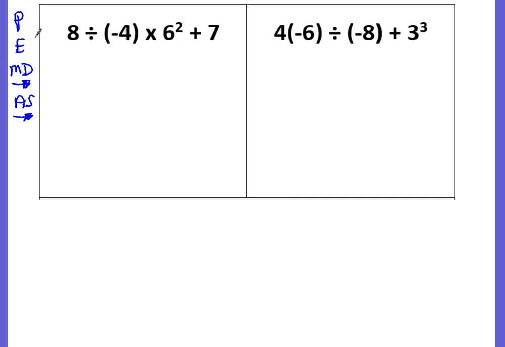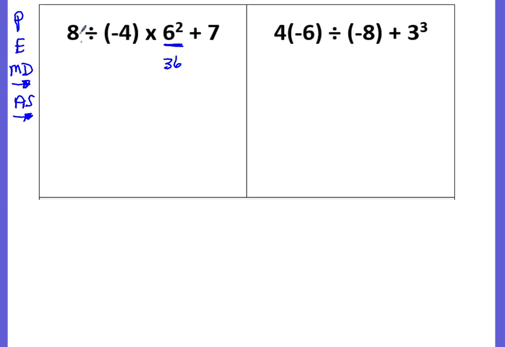Okay, here we go. Any parentheses? I have this one, but it's not a grouping symbol. This is a, hey, look at me, I'm -4. So no parentheses. Do I have any exponents? Yep, I have 6 squared. 6 squared is not 6 times 2. It's 6 repeated 2 times. 6 times 6 is 36.